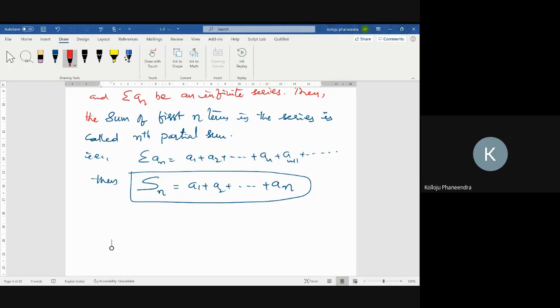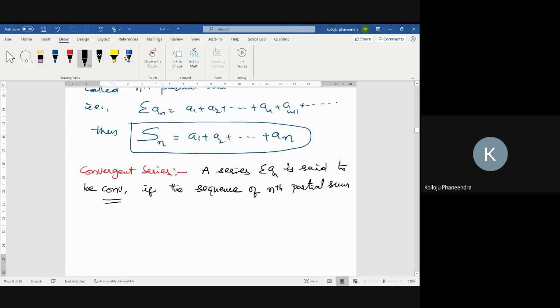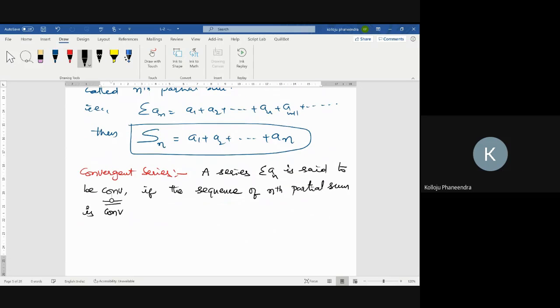Now, I think this is clear. Let me explain the first property, convergent series. A series sigma an is said to be convergent if the sequence of nth partial sums is convergent.